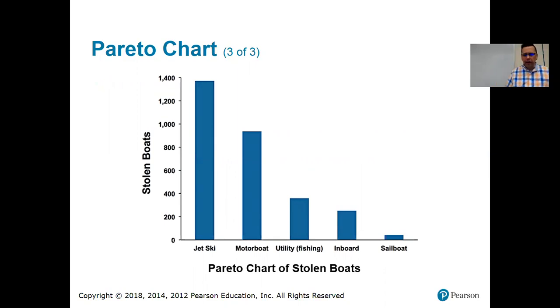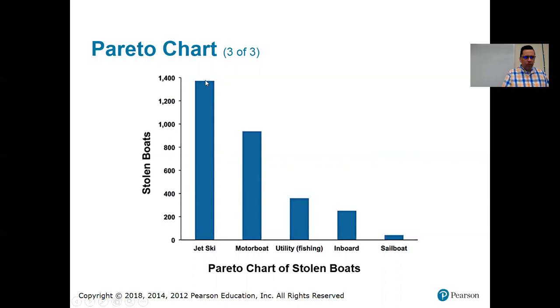Okay, so this is a Pareto chart of stolen boats by type. What I'm getting from this is that there were exactly 5 types of stolen boats: jet skis, motorboats, utility boats, inboard, and sailboats. And then it shows you how many were stolen.